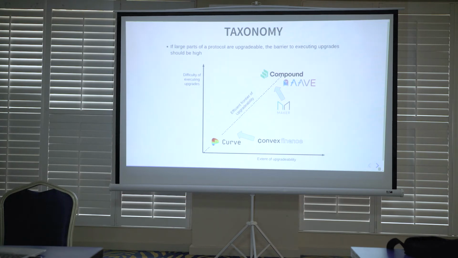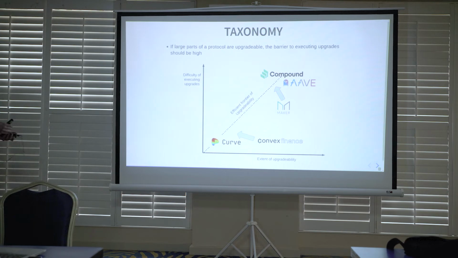And on the y-axis here, we have the difficulty of executing upgrades. The lowest point here would be just a single address that is able to do so, or maybe some multisig. And the highest one would be some sort of on-chain governance with also some time locks and these sort of things. Something quite important to mention here is that if the protocol is highly upgradable, we want the upgrades to be very hard to perform for kind of obvious reasons, otherwise it would be super easy to do some sort of rug pull by upgrading the contract to something more malicious and so on.